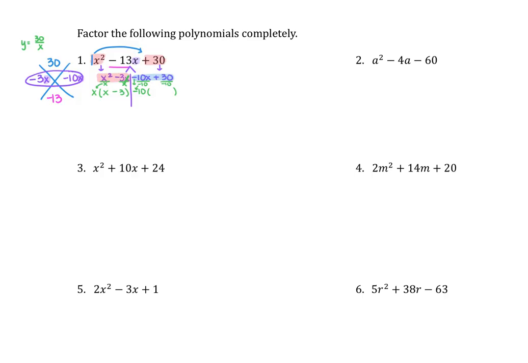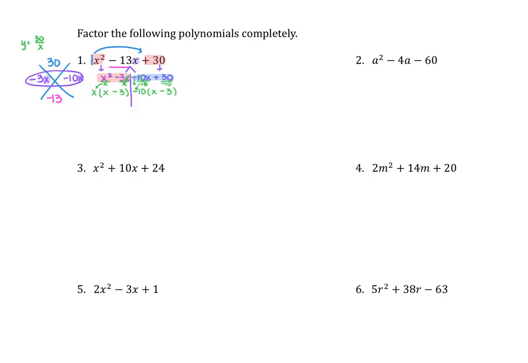Negative 10x divided by negative 10, well, those go away and create just a 1x. And 30 divided by negative 10 is negative 3. Again, I could do a quick distribute to double check. Negative 10 times x is negative 10x. And negative 10 times negative 3 gives me a positive 30. So we know we've done it correctly.